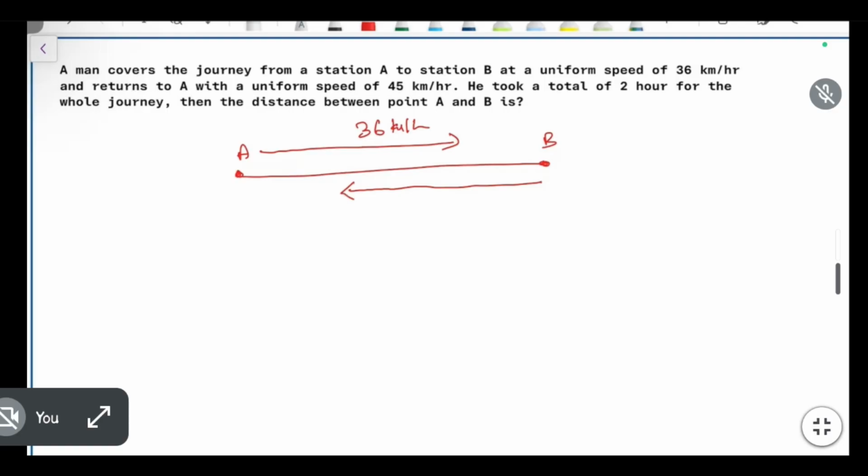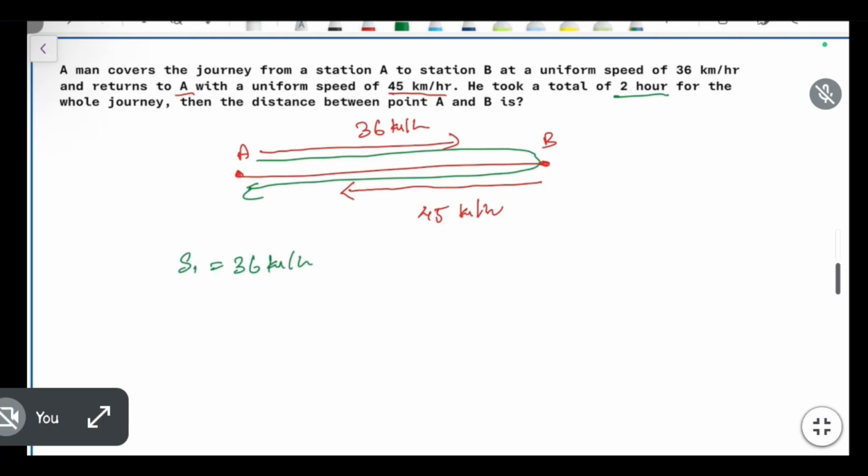What is the returning speed? It returns to A with a uniform speed of 45 kilometer per hour. And it is said that the time taken to go and return back is 2 hours. So what I'll do is, speed 1 is given as 36 kilometer per hour, speed 2 is given as 45 kilometer per hour, and time is given as 2 hours.